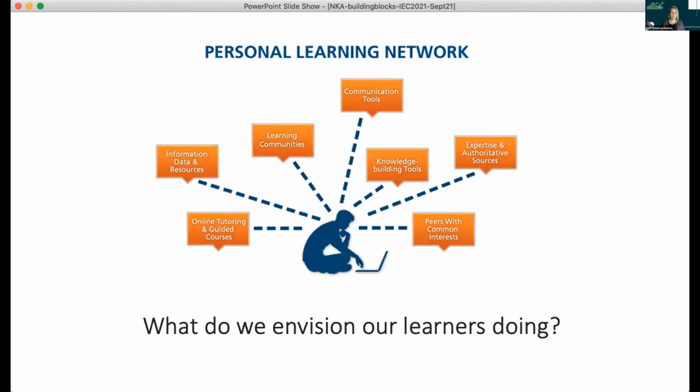This is what I would like the future of learning experiences to be like. I would like it to be people developing their personal learning networks. And so in this image, we see that we have communication tools and knowledge building tools. They don't mean anything without people using them together. We have peers with common interests, and we have expertise and authoritative sources. And so these tools are bringing the people together, and they're forming learning communities, and they're sharing their knowledge resources.